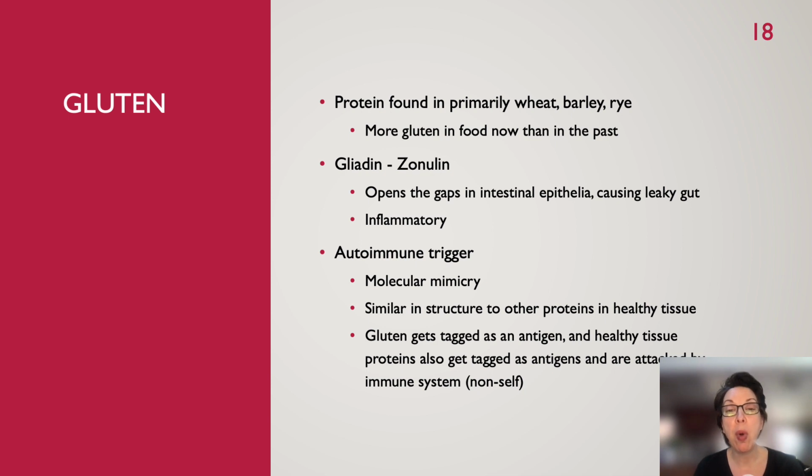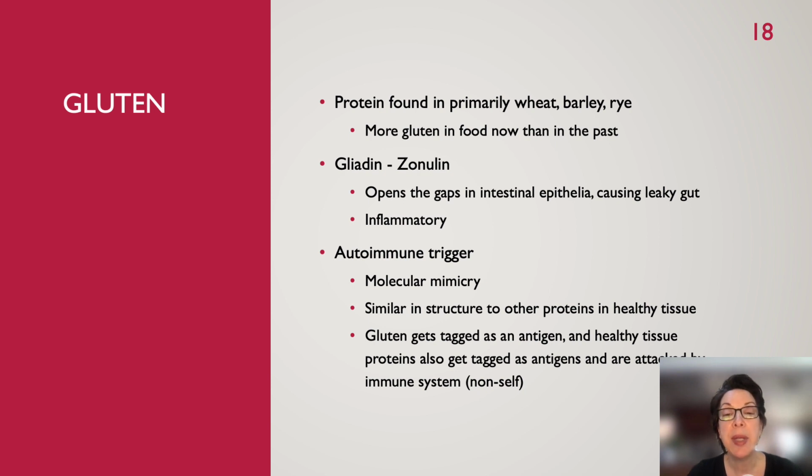So the more heavily processed a food is and the more gluten it has, the more squishy and soft it is. So you can kind of tell that if you buy packaged breads, they have heavy amounts of gluten in them.